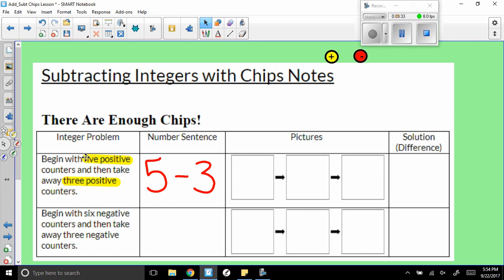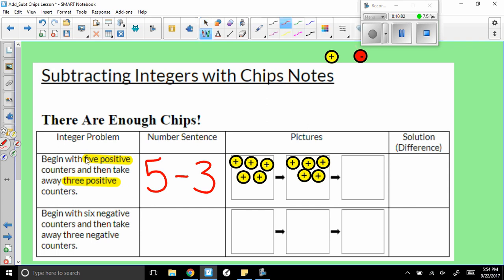So what I'm going to do is, you'll see that there are 3 boxes here, so really pay attention to what's happening as I pull over my counters. My first box is how my number sentence starts. So I have a positive 5. So I'm going to put my 5 positive counters from that first integer in my first box. Now in my next box, I'm going to show what the problem tells me to do. Well, it says that from those 5 counters, so I've got to start with that, I'm going to take away 3 of them.